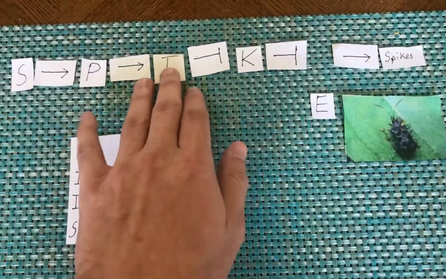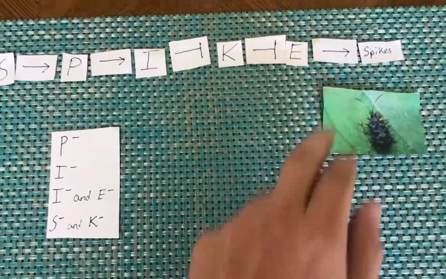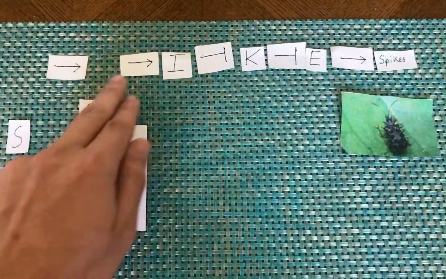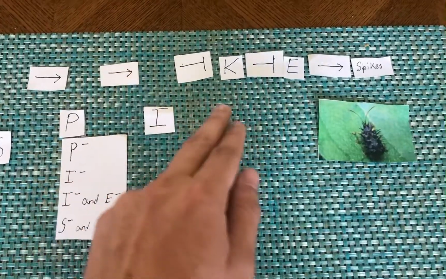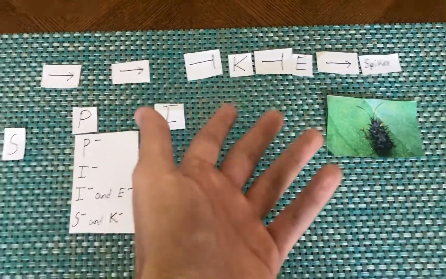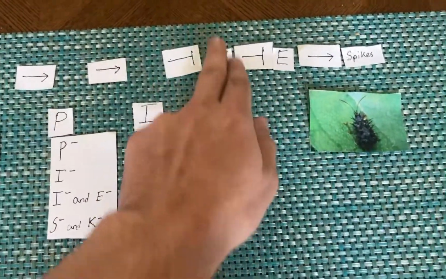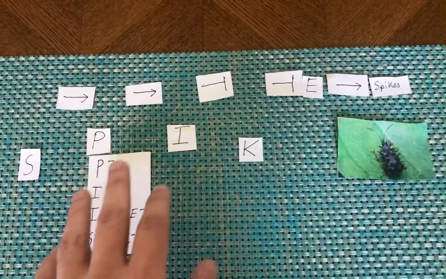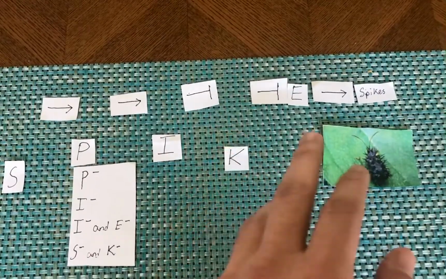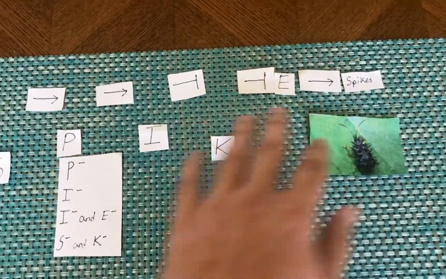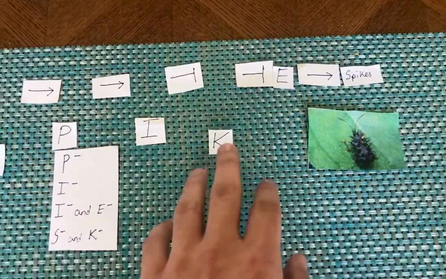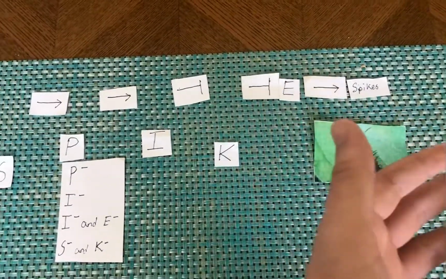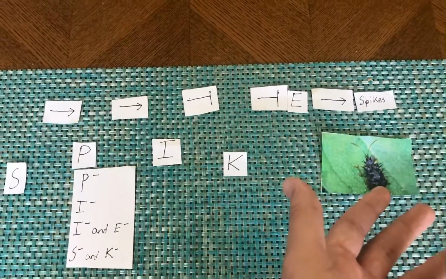And so our last mutation is what happens if S and K are mutated. So if S is mutated, we no longer can produce P, we can't produce I, and because K is also mutated, K can't do its job either, so it can't inhibit E. And so none of these genes stimulate the transcription of E. E is still being made regardless of what happens with these guys. This is no longer being inhibited either, so it can keep producing spikes. So in this case, we would get spikes, spiky cells.